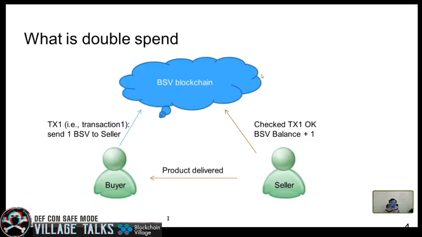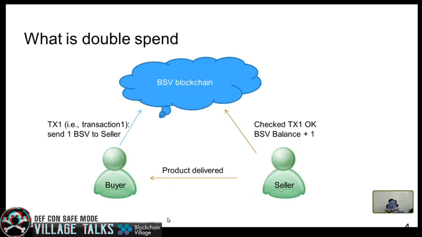In this slide, I'm going to explain briefly what double spending is. First, in a normal trading scenario, there's a buyer and a seller, and there's a BSV blockchain. All the balance changes depend on the transaction the buyer sends to the BSV blockchain to enable the transfer of Bitcoin SV, right? And this is a trading scenario.